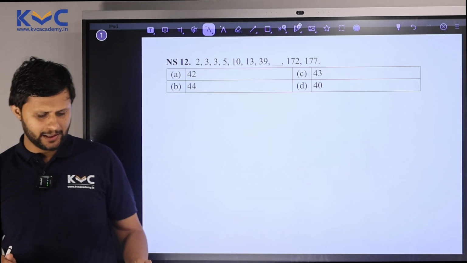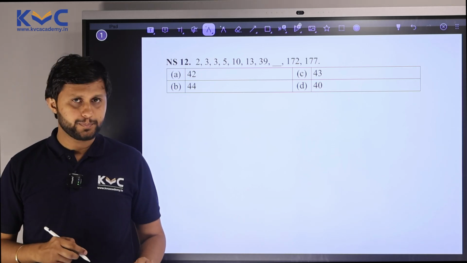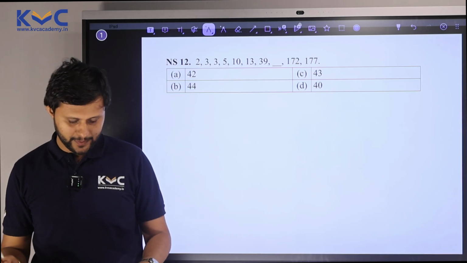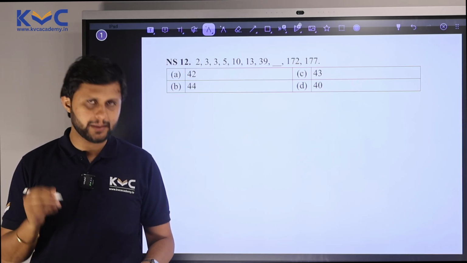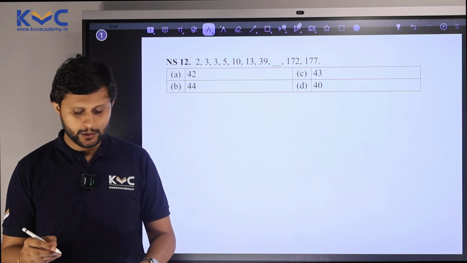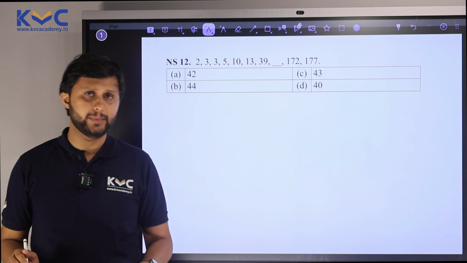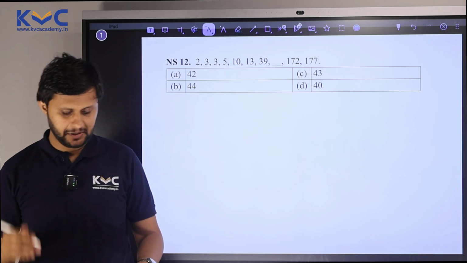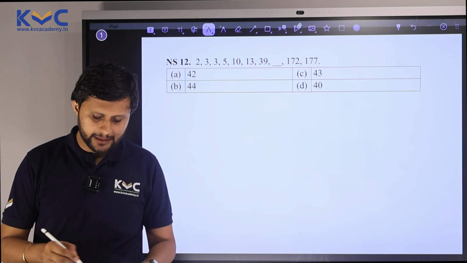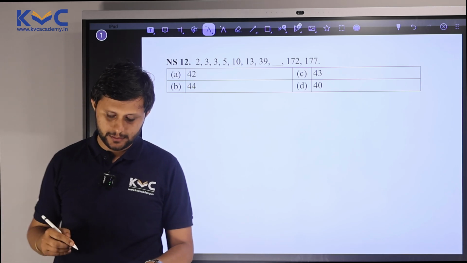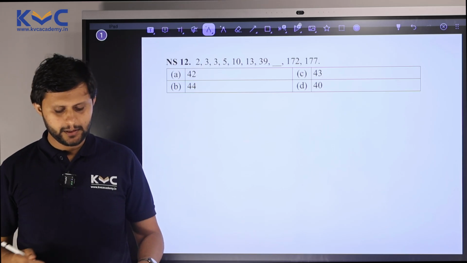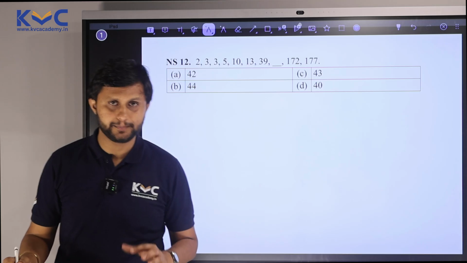Question number 12. 2. Then we have 3. Okay, very next number, consecutive number. Then 3 and the very same number is repeated again. And then we have plus 2, right? 3 plus 2, 5 we have. And then we have again double of that. Then we have again little nearby, right? 10 and 13. But after that again we have a jump, 39. So what's the pattern that you see over here?